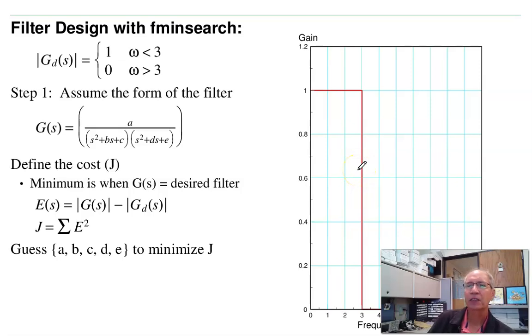Now to do that, I need to give it some parameters to guess. I'm going to guess the form of the filters in this form. I have A, one set of complex poles, second set of complex poles. I'll then take the frequency response of what A, B, C, D, E mean versus what it should be, calculate the error, return the sum squared error, find A, B, C, D, E to minimize the sum squared error.